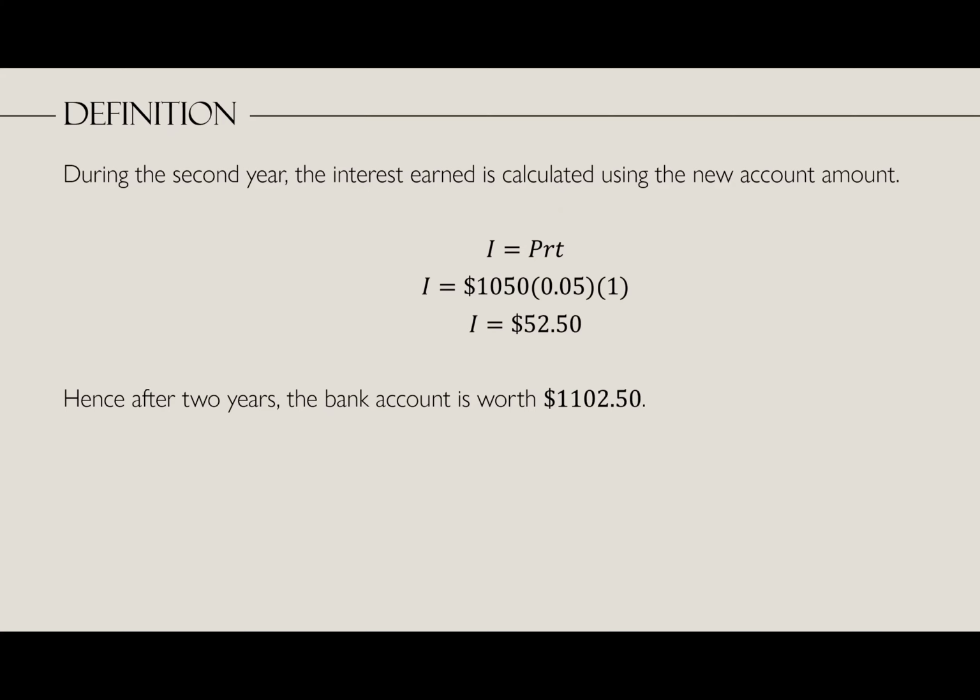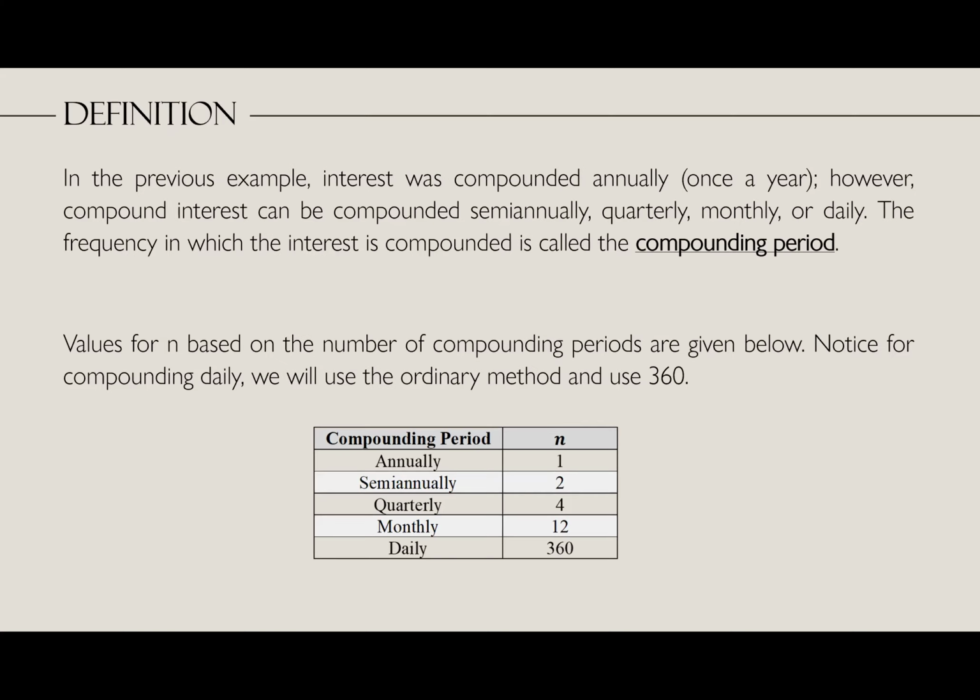So, as I said, in that scenario I just talked about, interest was compounded annually, once a year, but we could be compounding our interest semi-annually, so twice a year, quarterly, 4 times a year, monthly, 12 times a year, or daily. And remember, whenever we're talking about days in a year and our interest, we're going to lean towards the ordinary method where we say 1 year is 360 days.